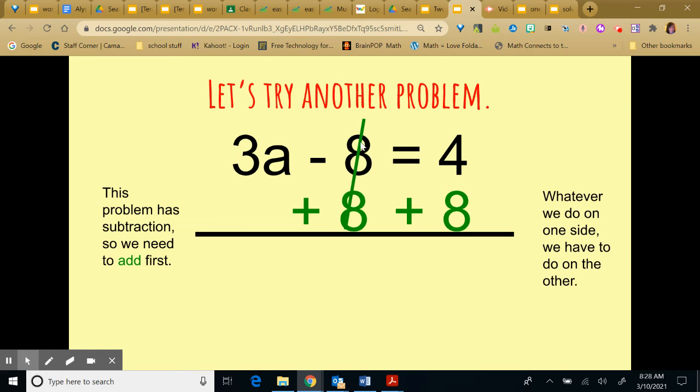Those 8s are going to cancel out. That's what we wanted. We're going to bring down our 3a, and then we're going to do the math on the right side. So we end up with 3a equals 12. Okay, so we have now 3a equals 12. Let's do the second step.